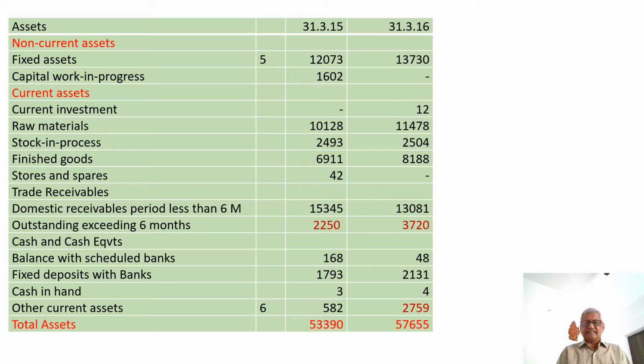Now on the asset side, we have non-current assets and current assets. The non-current assets, the fixed assets, has a note number 5, which gives further details on the fixed assets. And under current assets, we have an item called other current assets marked as 6, which will give you further details or breakup of the other current assets.